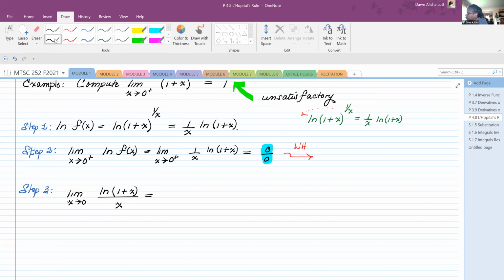So now let's take the derivative of the numerator. What is the derivative of the numerator? 1. I want the derivative with respect to x of the natural log of 1 plus x.